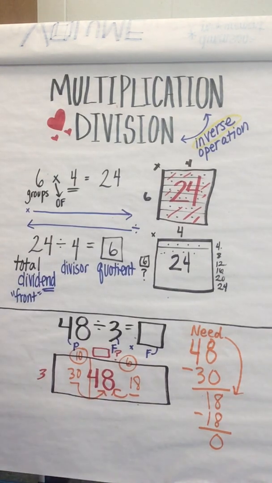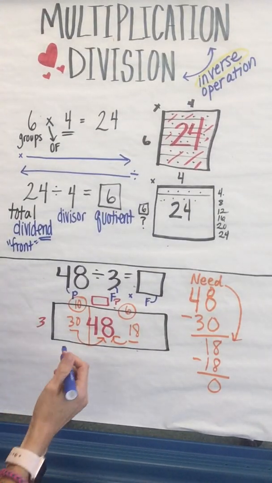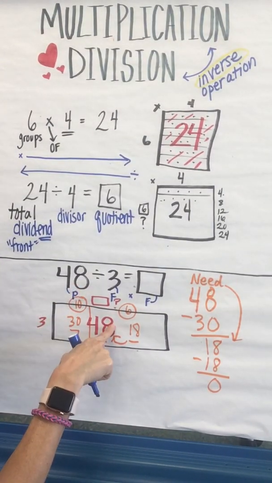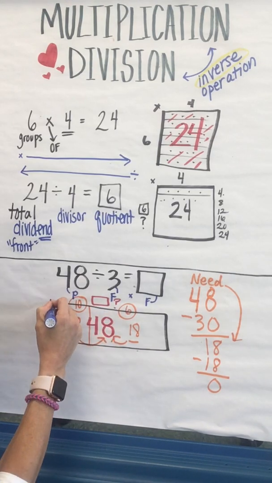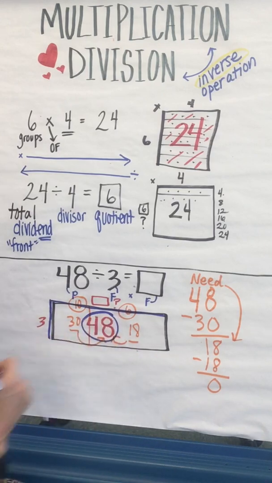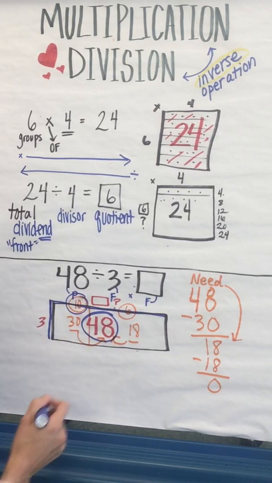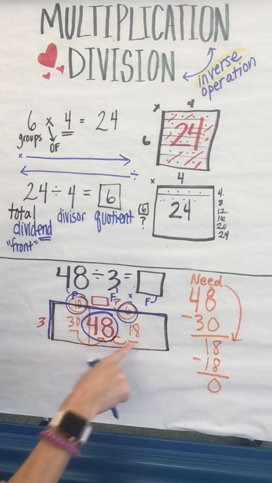So wait, time out. It's almost like reading. You've got to go back and summarize what you've done so far. So what did I do so far? I had 48 in the middle. I said I know 3 times some mystery number gets me 48. I did 3 times 10, but it wasn't enough. And then I did 3 times 6, and it got me there.